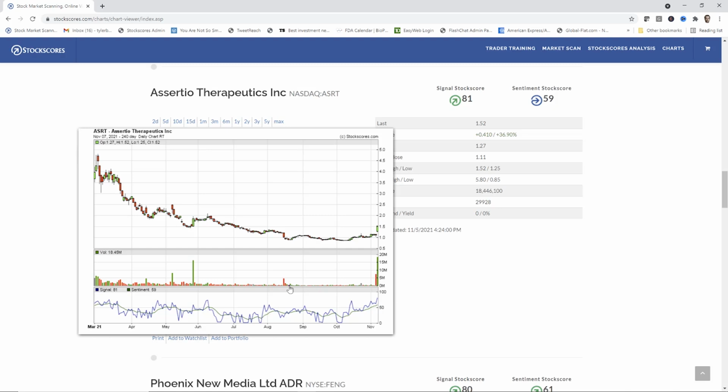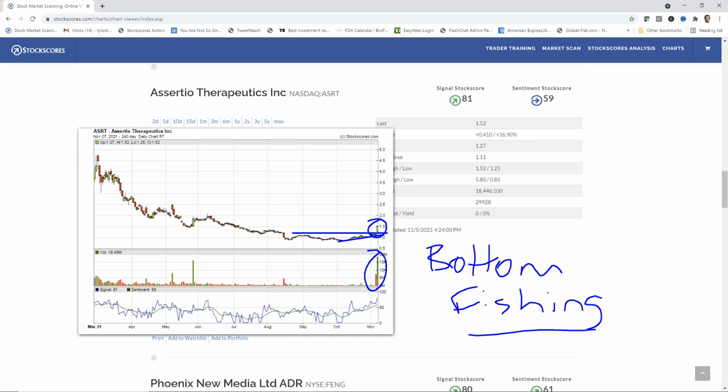So I really like this chart, ASRT. It's got really good abnormal price action, abnormal volume, breaking from a rising bottom, breaking through resistance. This is a strategy I have called a bottom fishing strategy. And it's essentially looking for a reversal of stocks that have been weak of late. And so we're going to see a lot of these days because a lot of these small cap stocks are in these downward trends and they're starting to turn around.